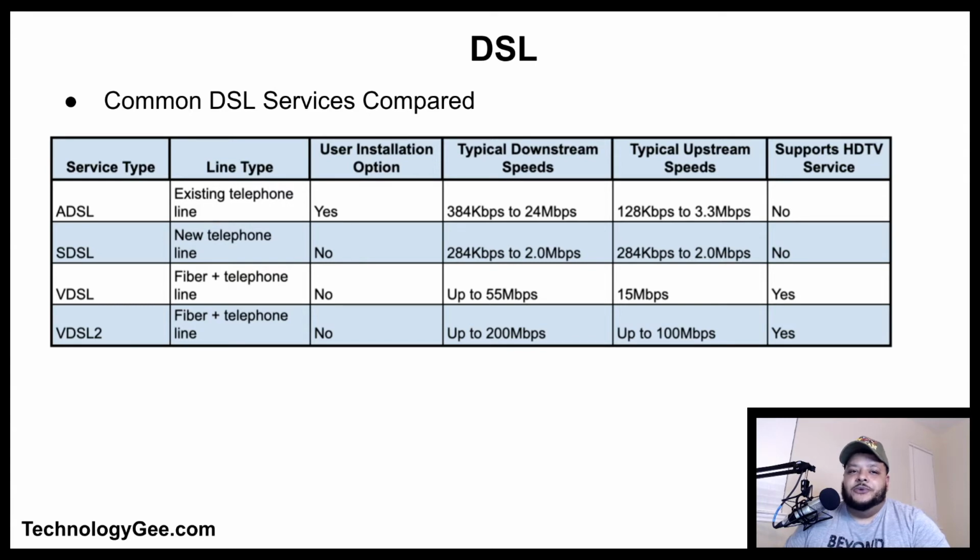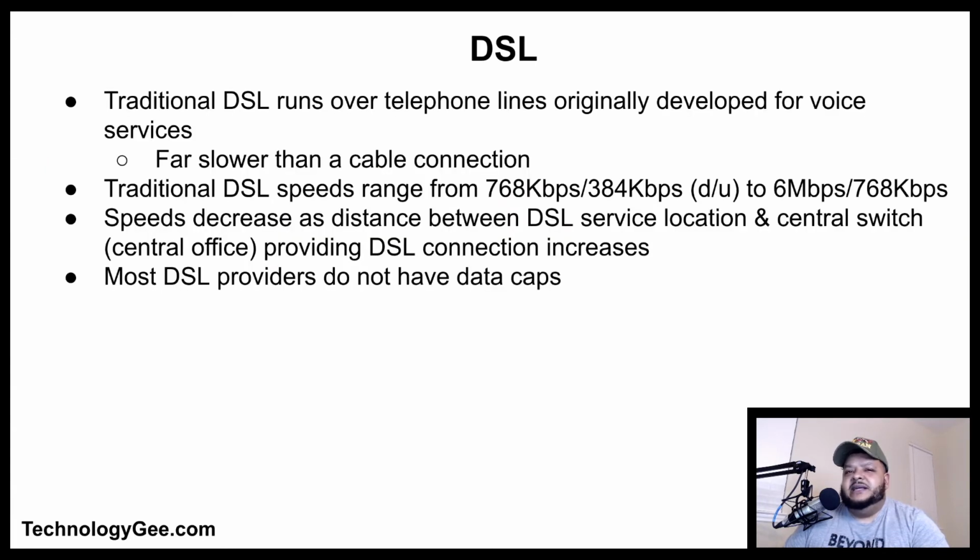Traditional DSL speeds range from 768 kilobits per second downstream and 384 kilobits per second upstream to about 6 megabits per second down and 768 kilobits per second up.